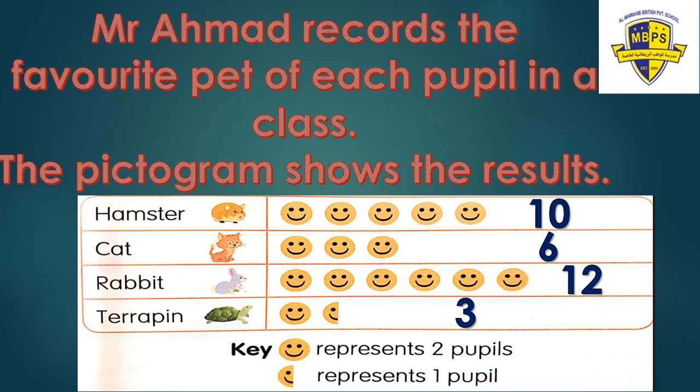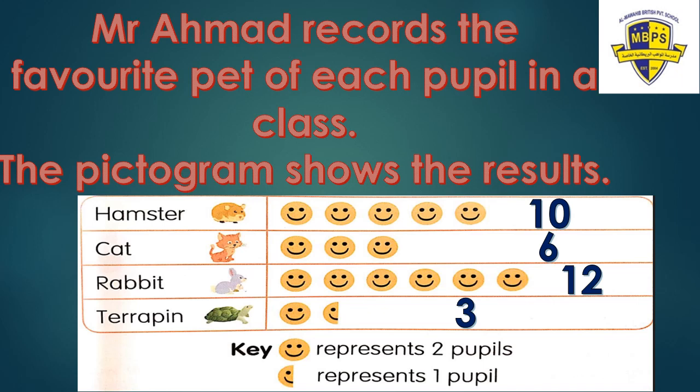How many people like hamster? Come on, how many happy faces can you see? Let's count, children. 1, 2, 3, 4, 5. Very good. Now one full happy face is equal to 2 pupils. So we are going to count by 2's. So let's start counting. 2, 4, 6, 8, 10. Very good. So 10 pupils like hamster.